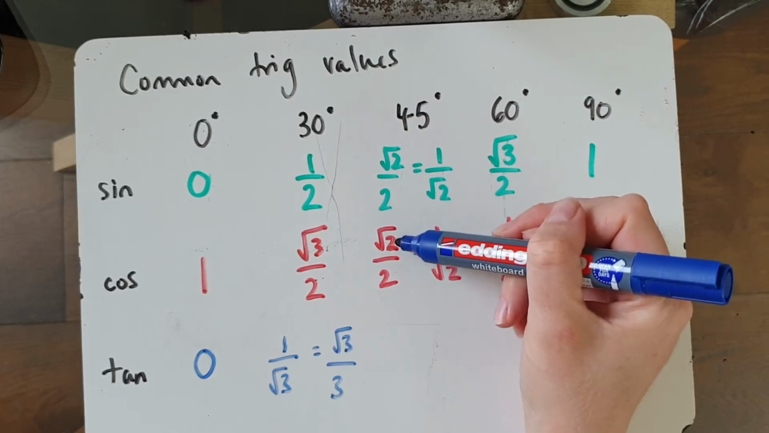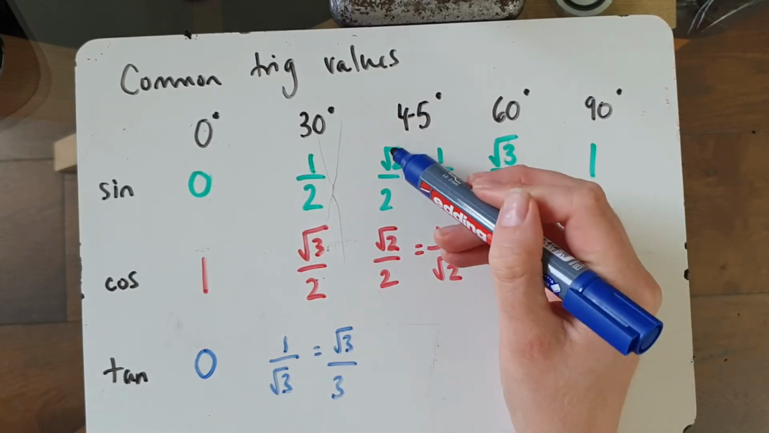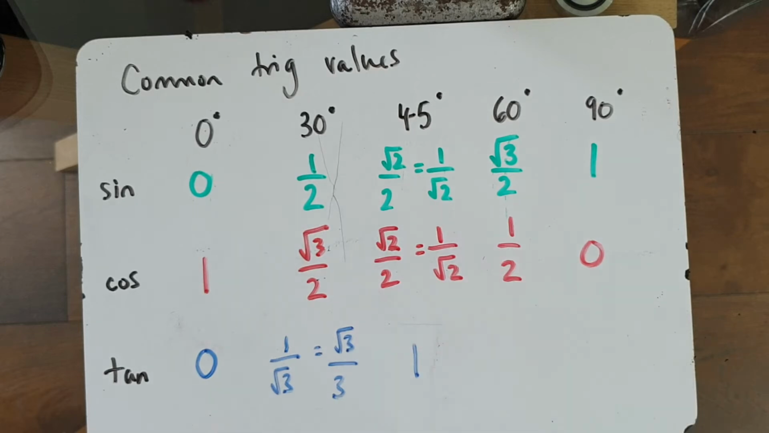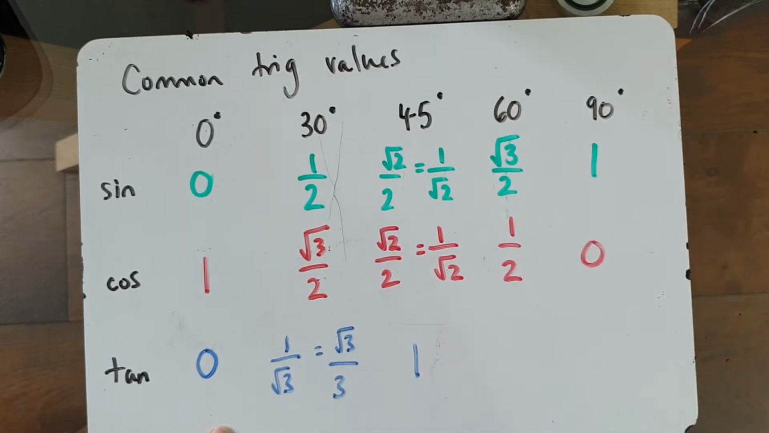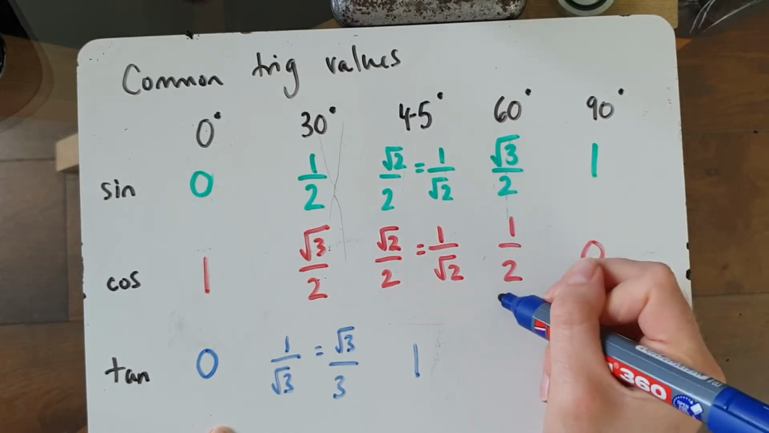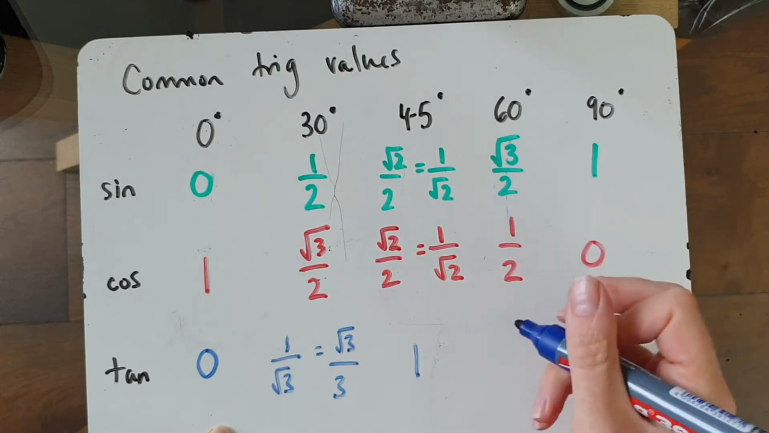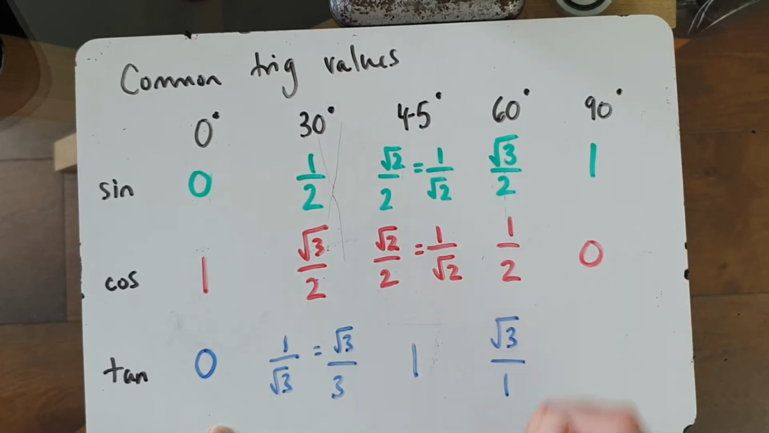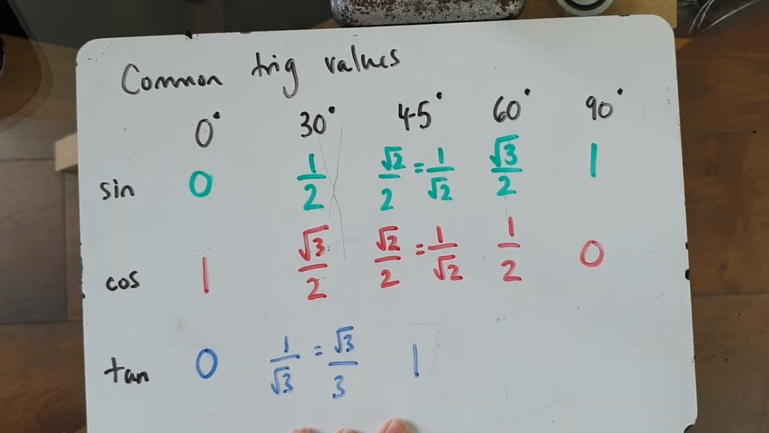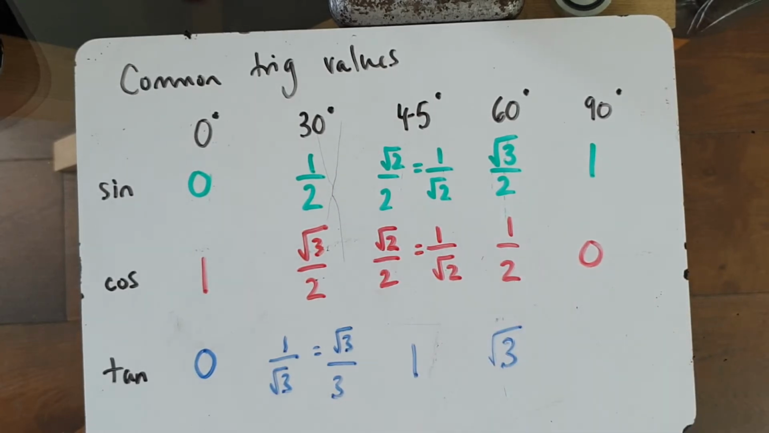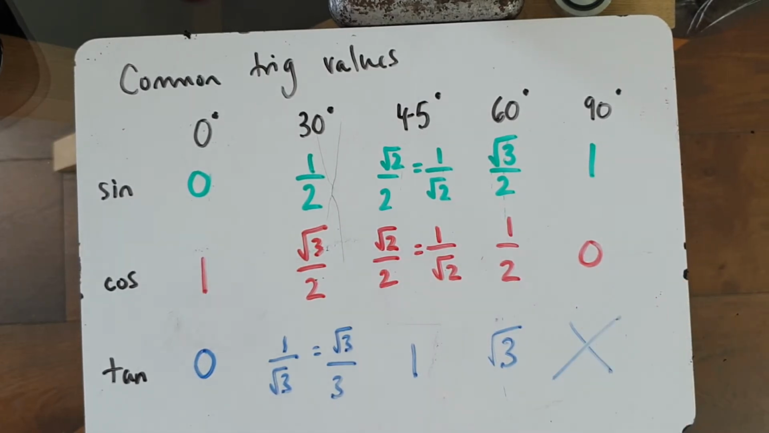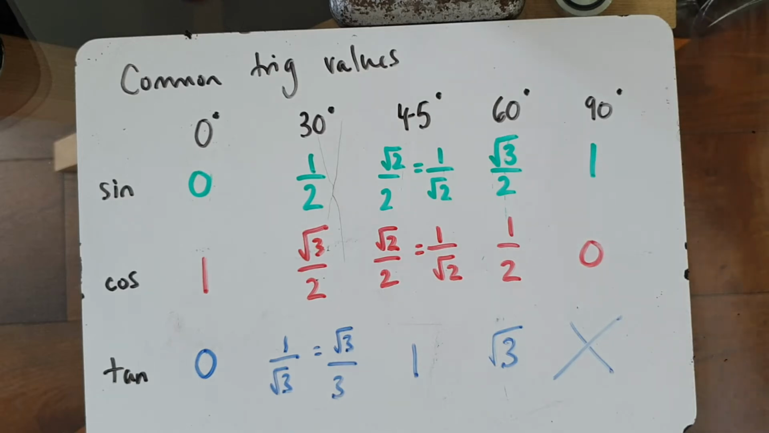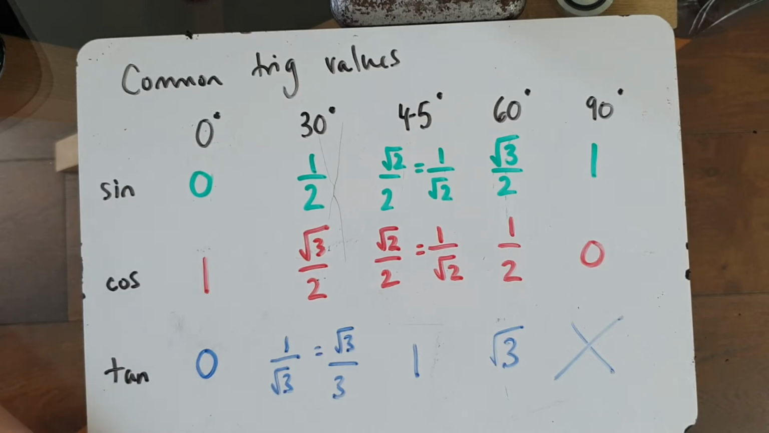Root 2 over 2 divided by root 2 over 2, it's a number divided by itself, so that is 1. Root 3 over 2 divided by 1 over 2. These are both fractions with the same denominator, so I ignore the denominator and it's root 3 over 1, which is just root 3. Then finally, 1 divided by 0, can't do it. So we don't actually need to know what tan 90 is. So those are our common trig values.